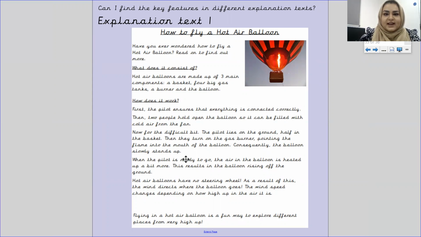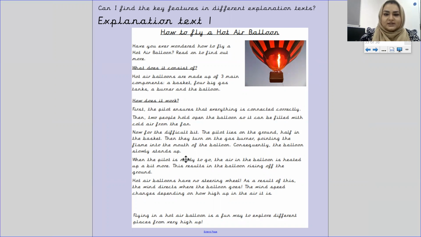Now, explanation text 1, how to fly a hot air balloon. Have you ever wondered how to fly a hot air balloon? Read on to find out more. What does it consist of? Hot air balloons are made up of three main components: a basket, four big gas tanks, a burner, and the balloon.